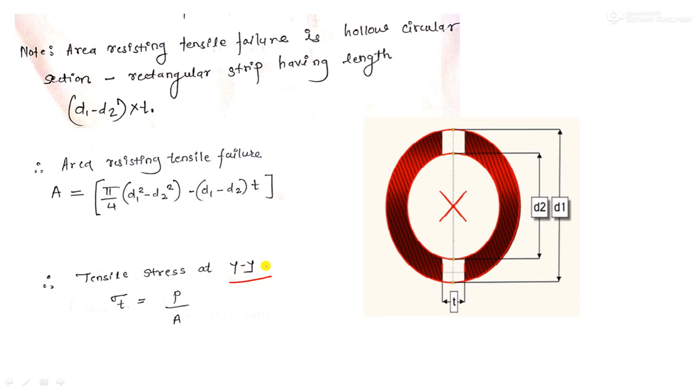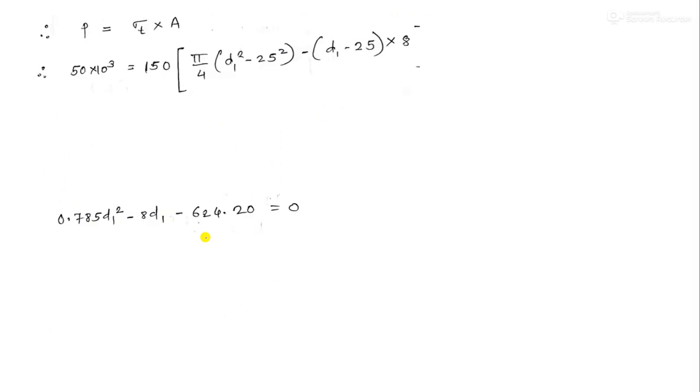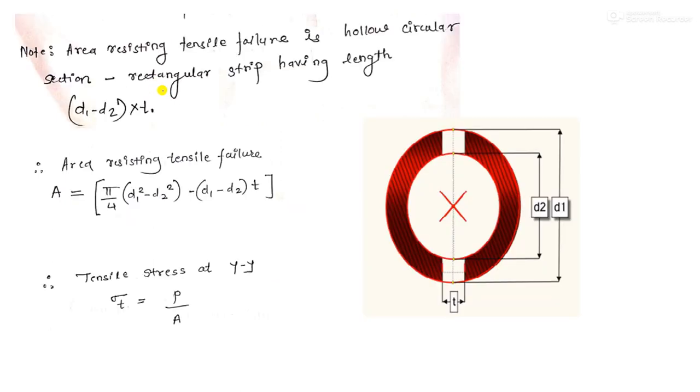So yy is nothing but the weakest section of the socket. Remember this: the weakest section of the socket, where there will be a tensile failure. So sigma t is equal to p upon a. Just cross multiply, so p is equal to sigma t into area.